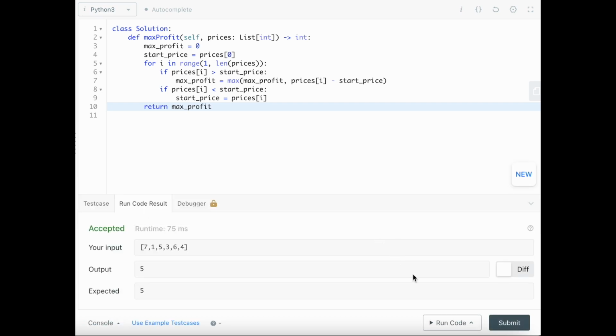Yeah, it is accepted. Let's quickly submit it as well. Yeah, it is submitted.